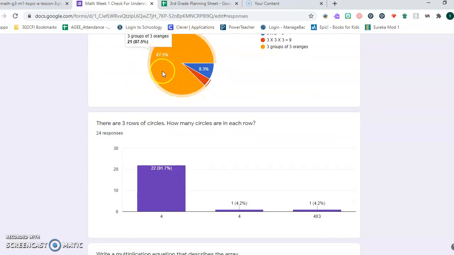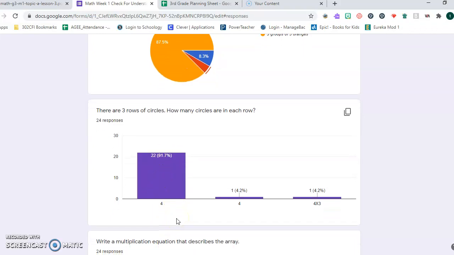87.5%, 21 out of 24 got that one correct. There are 3 rows of circles. How many are in each row? So this was a little drawing. There were 4 circles in each row. So 91.7% of you got that one correct.